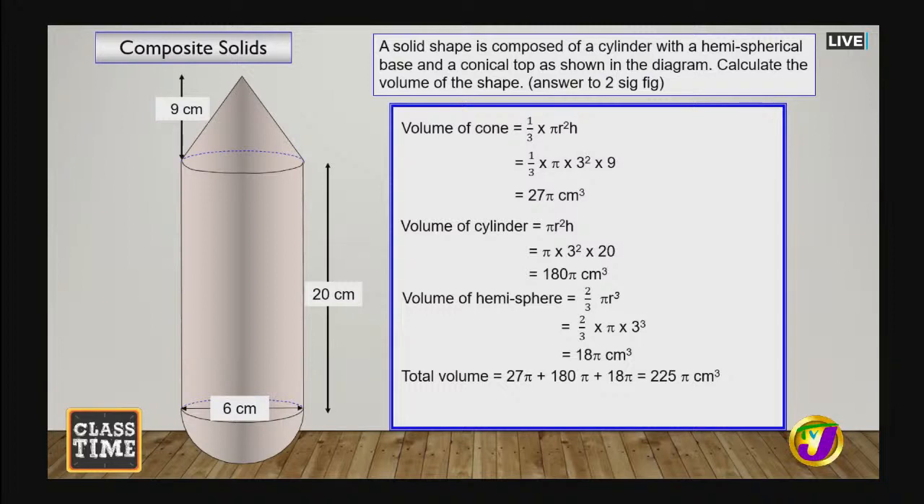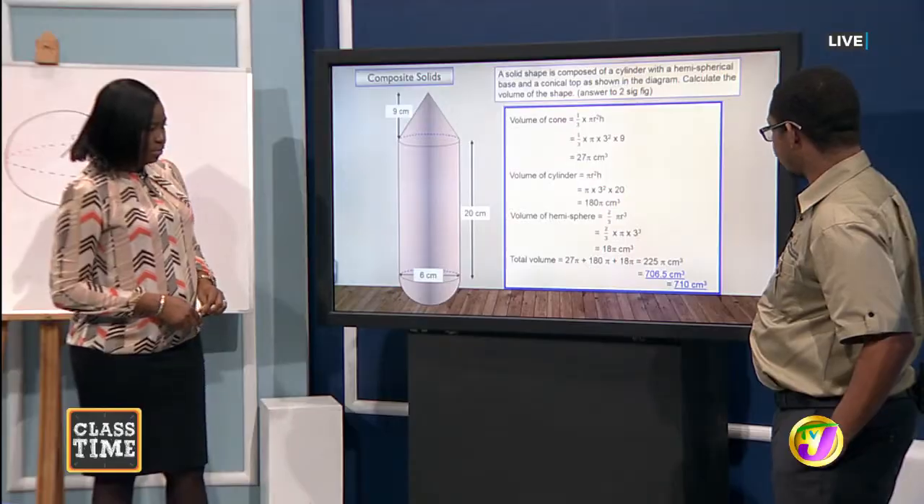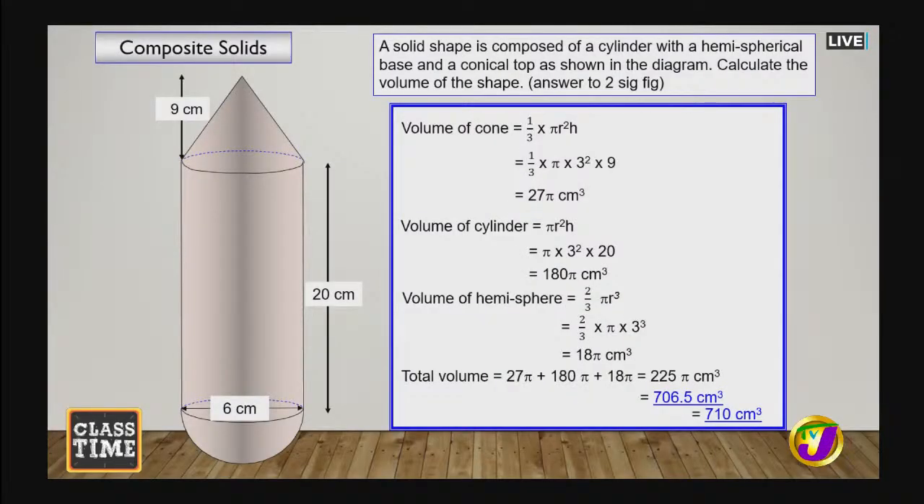We need our answer to be in significant figures, so it means we would have to multiply that 225 by pi, 3.14, and we'll get 706.5 cubic centimeters. So on the board we have 4 significant figures and we need 2. So when we do our rounding, we would get 710 cubic centimeters.